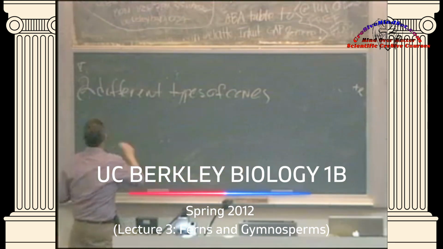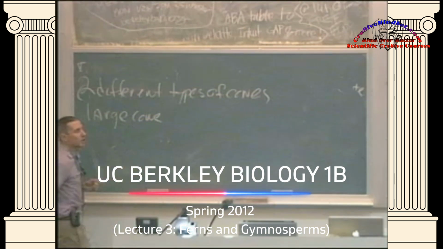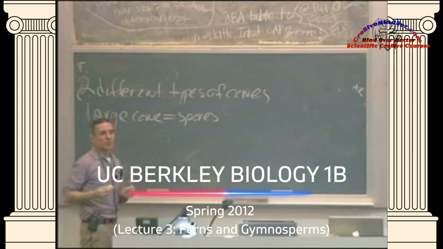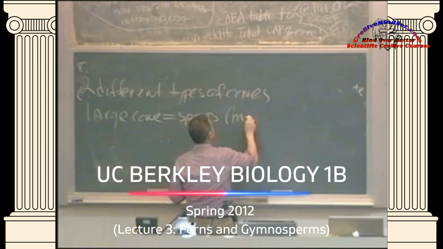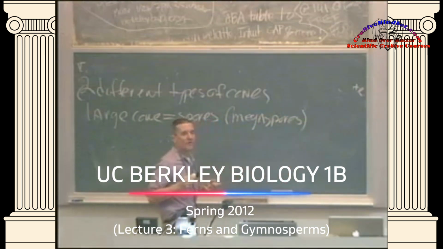There's the large cone. And the large cone makes spores. And because they're made on this large cone, and because of other reasons, we call these spores megaspores. And we'll talk more about them in a moment.